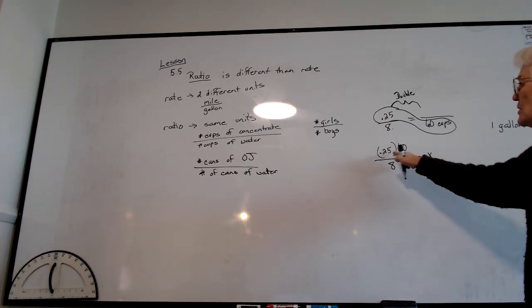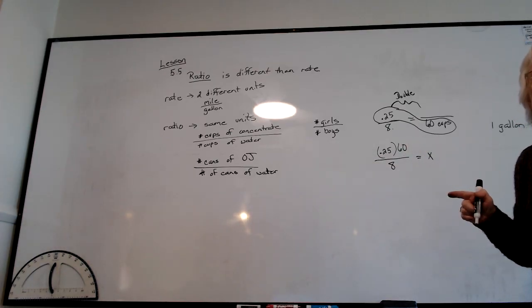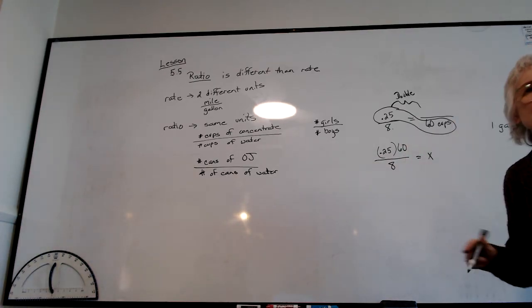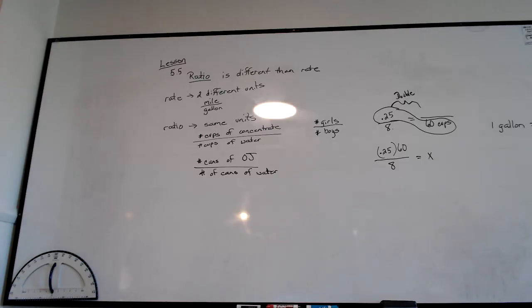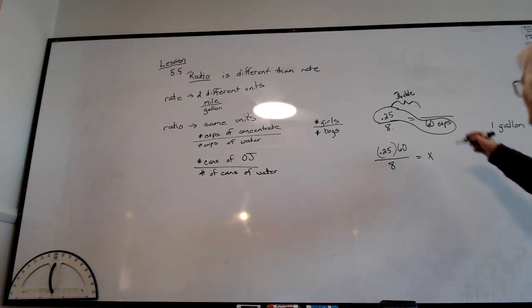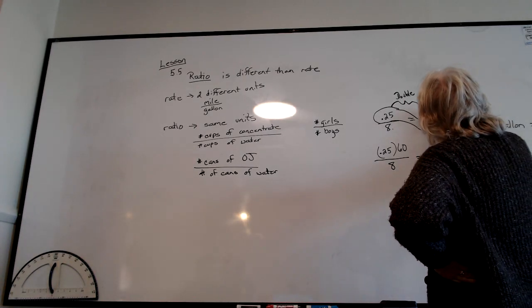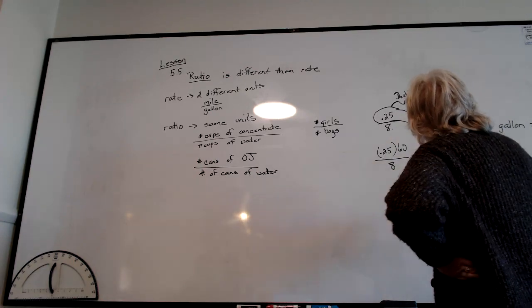Okay, so 0.25 times 60 divided by 8, what would it give us? 1.875. 1.875 cups. What is 1.875 cups? Does anybody know?